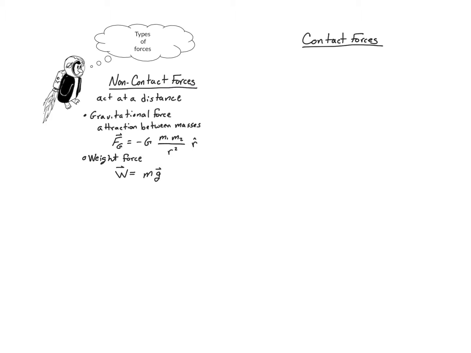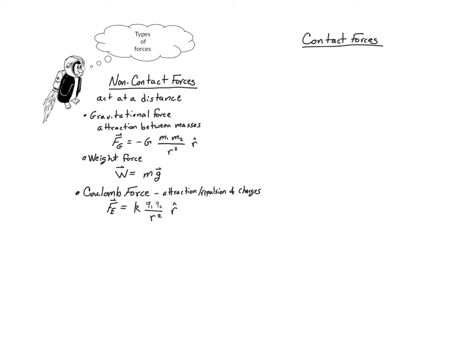The next most common force that is a non-contact force and acts at a distance is the Coulomb Force. This is either the attraction between opposite charges or the repulsion between like charges. We'll discuss the Coulomb Force in detail later on in the year, but the formula is very similar to the gravitational. There is a proportionality constant, charge 1 times charge 2, all divided by the square of the distance between them.